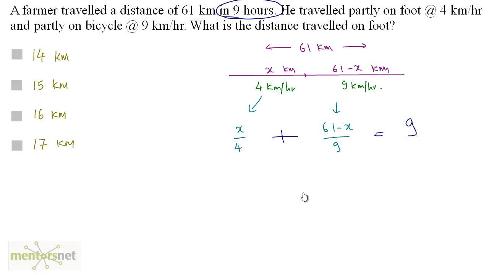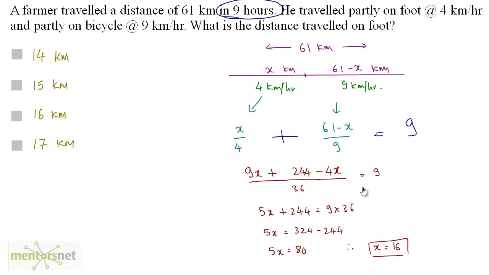Now from this equation we can calculate x, which is the distance traveled on foot. On solving this equation, you get the value of x as 16. So 16 kilometers is the distance traveled on foot. Option C is the correct answer.